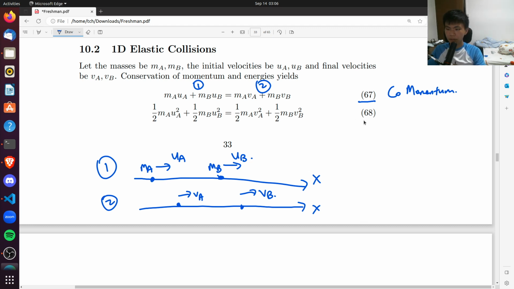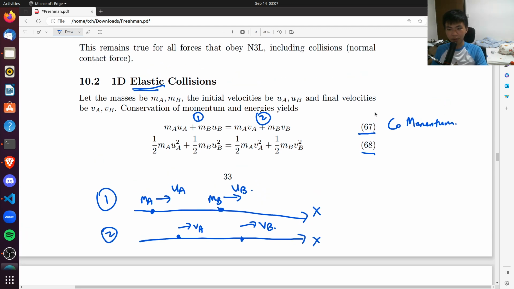And equation 68 is the conservation of energy. For 1D elastic collisions, elastic means that their total kinetic energies are conserved. So half MA UA squared plus half MB UB squared equals half MA VA squared plus half MB VB squared. Okay, so with these two equations, we're ready to solve them.